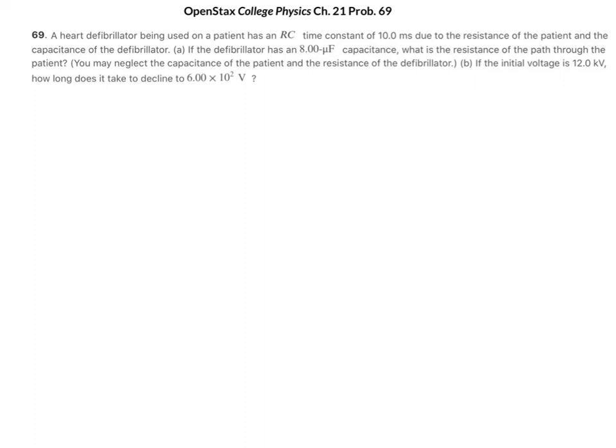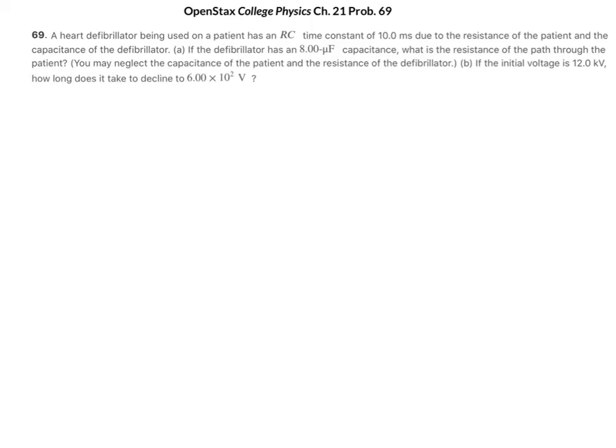Let's look at OpenStax College Physics, Chapter 21, Problem 69. A heart defibrillator being used on a patient has an RC time constant of 10 milliseconds due to the resistance of the patient and the capacitance of the defibrillator. A. If the defibrillator has an 8 microfarad capacitance, what is the resistance of the path through a patient? You may neglect the capacitance of the patient and the resistance of the defibrillator.